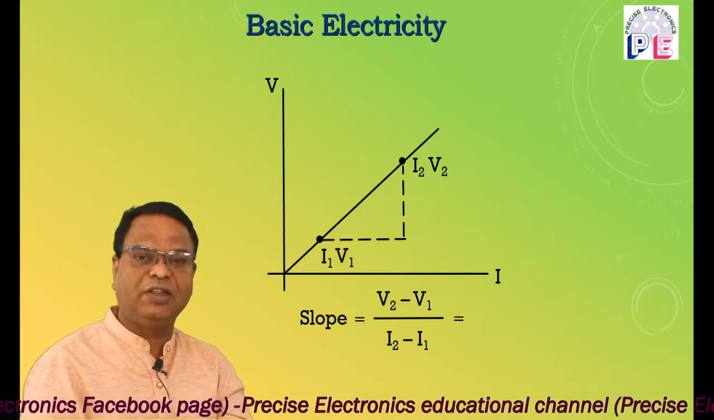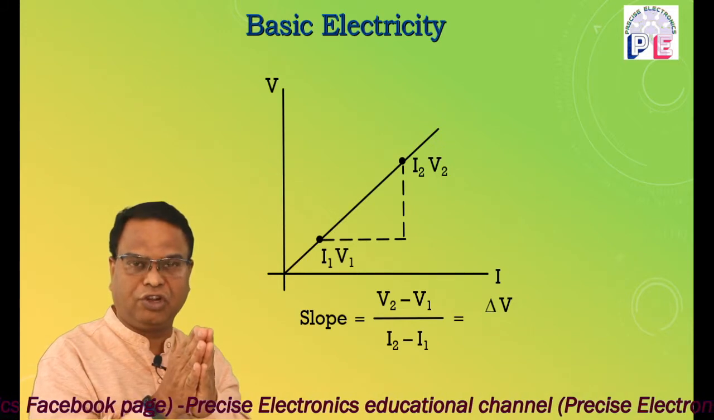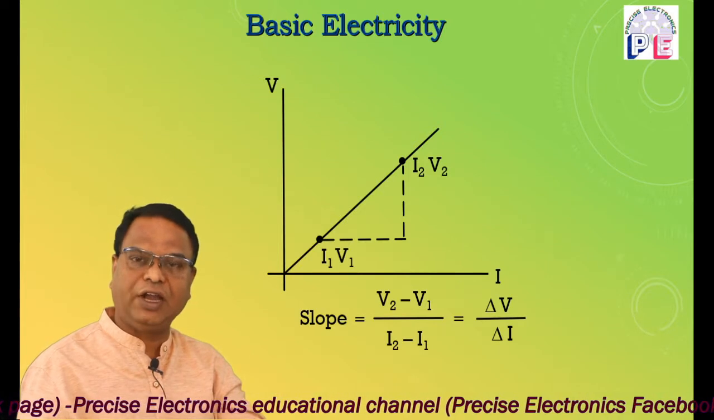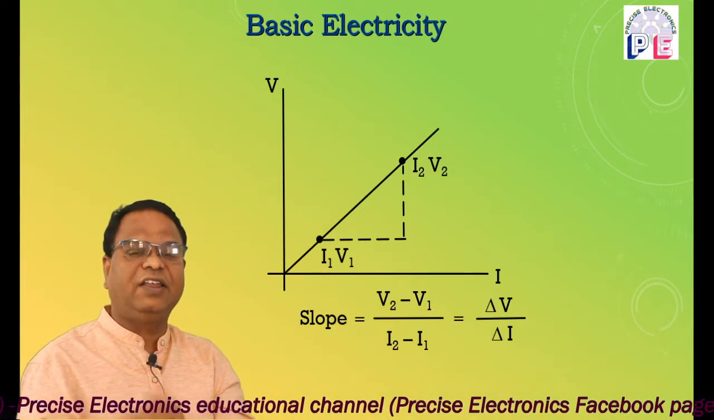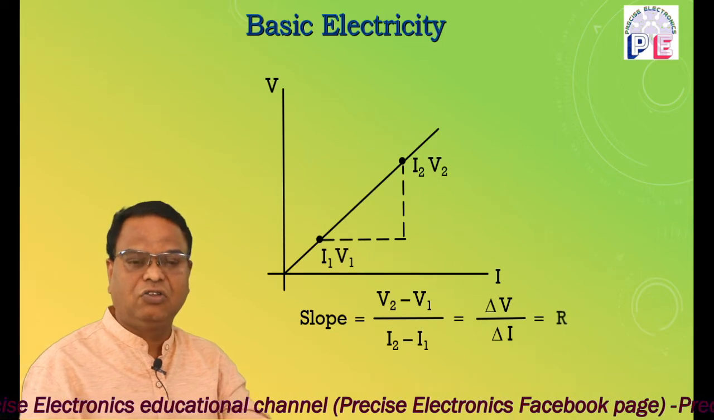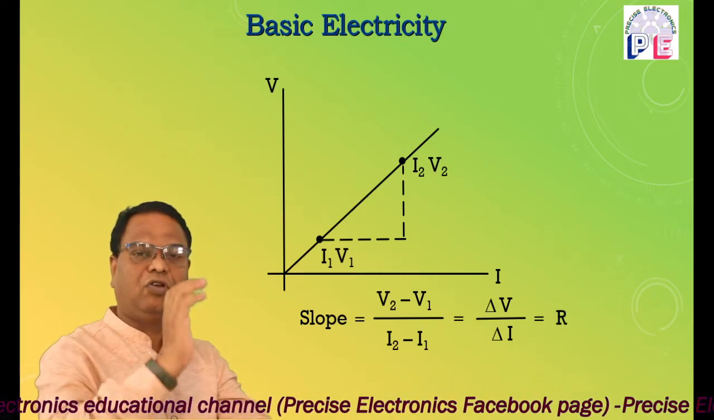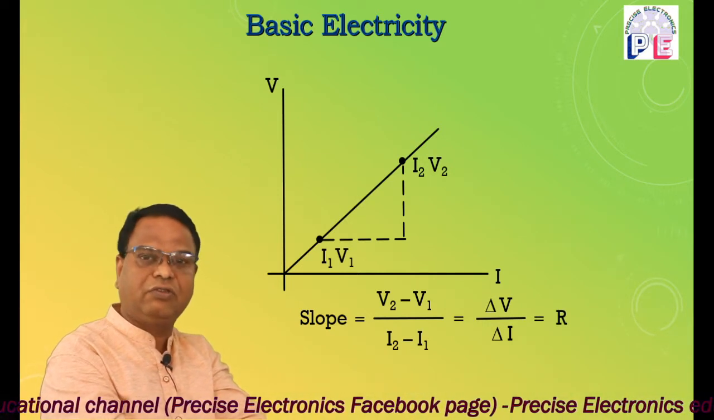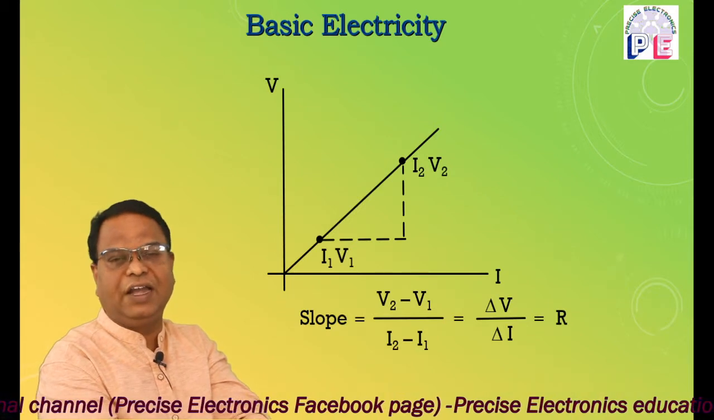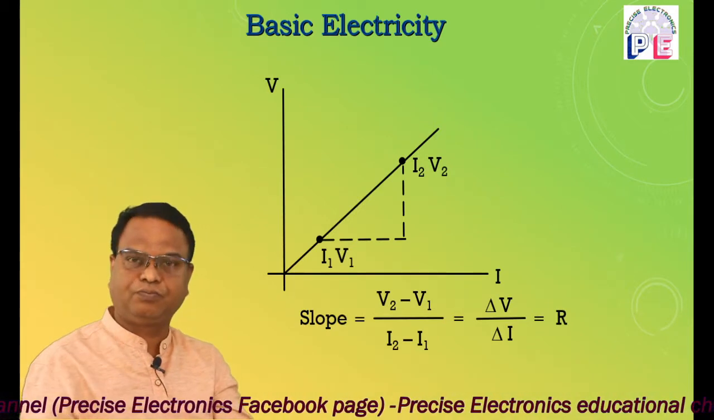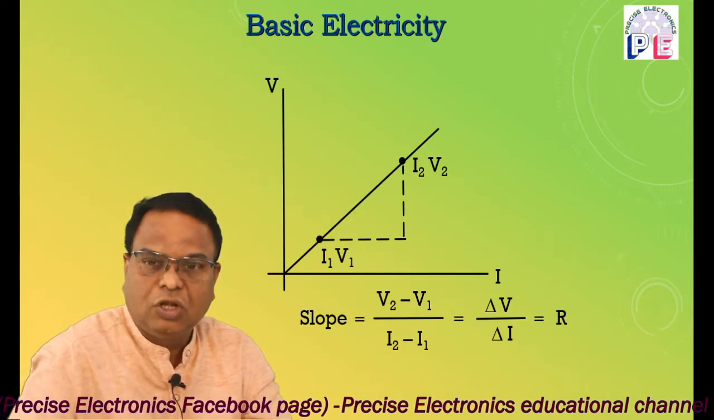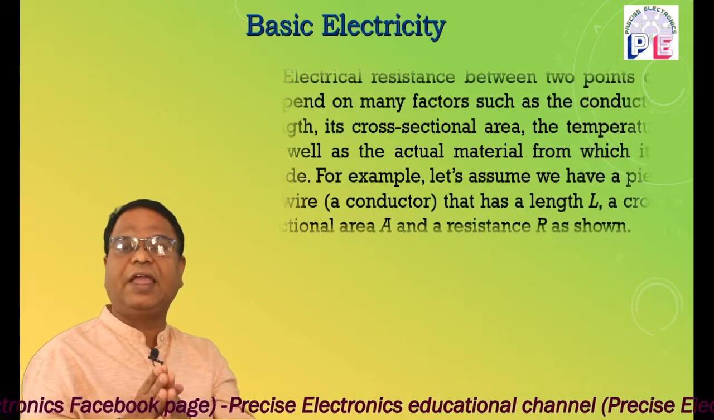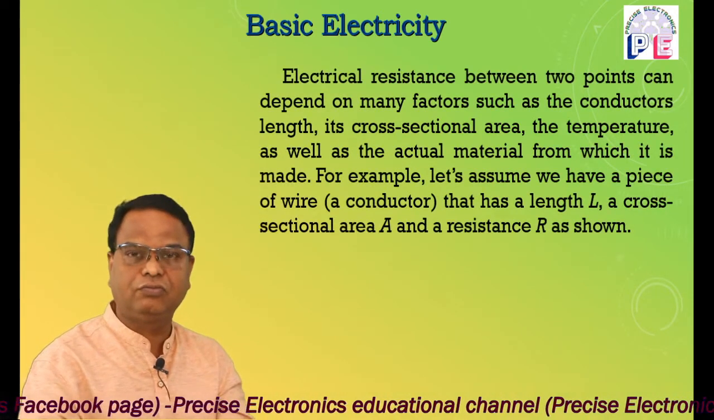What is V2 minus V1? That is nothing but the change in potential, so slope is given by delta V upon delta I, and that is nothing but the resistance R. So R, the resistance from the graph of this characteristic, is given by delta V upon delta I, where delta V is V2 minus V1 and delta I is I2 minus I1. That gives the resistance.